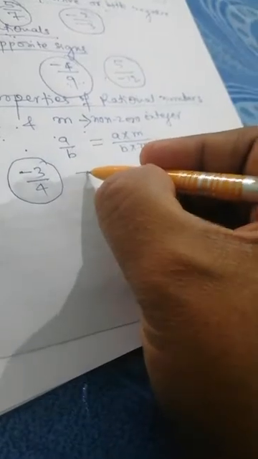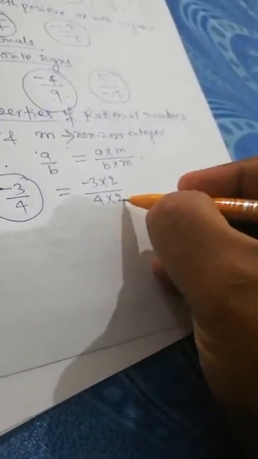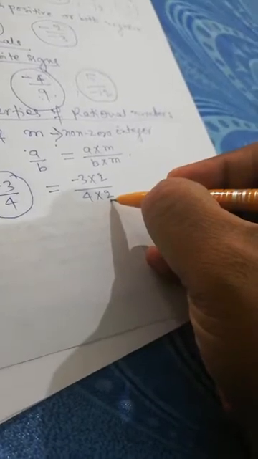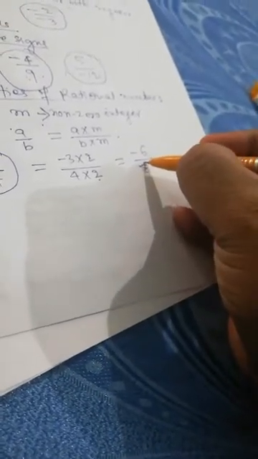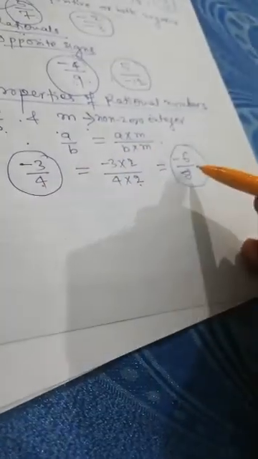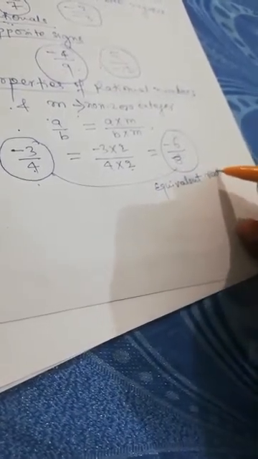expressed as a into m by b into m. For example, minus 3 by 4 is a rational number, suppose, and if you consider a non-zero integer, that is 2, then minus 3 into 2 by 4 into 2, its value will be minus 6 by 8, and minus 6 by 8 is equivalent to minus 3 by 4. So minus 3 by 4 and minus 6 by 8 both are known as equivalent rational numbers.